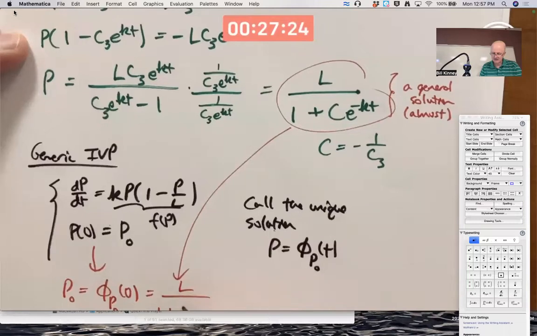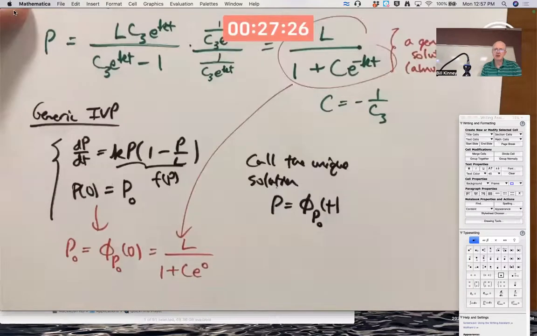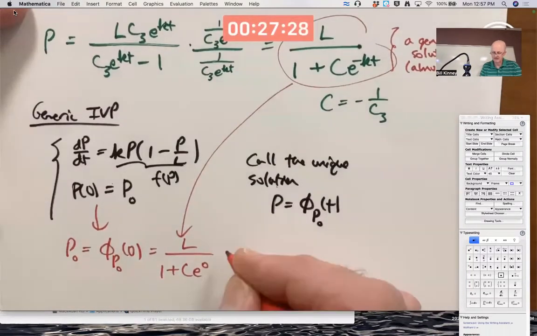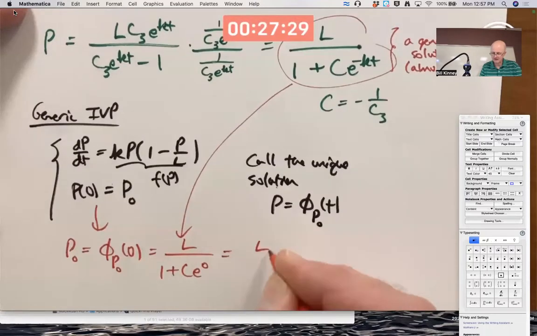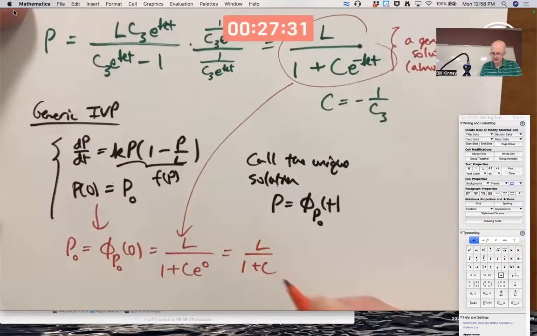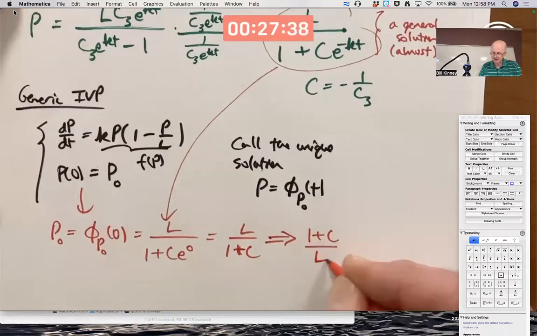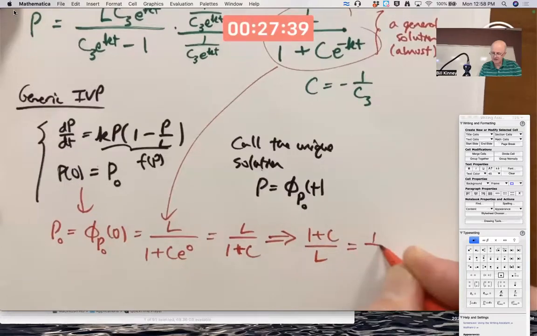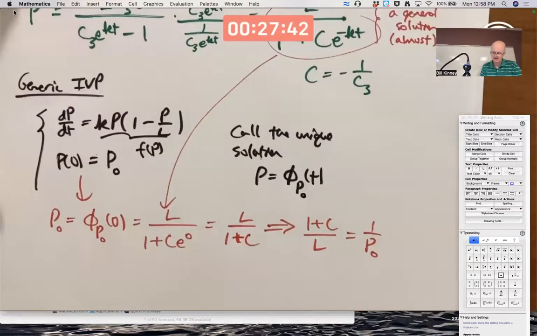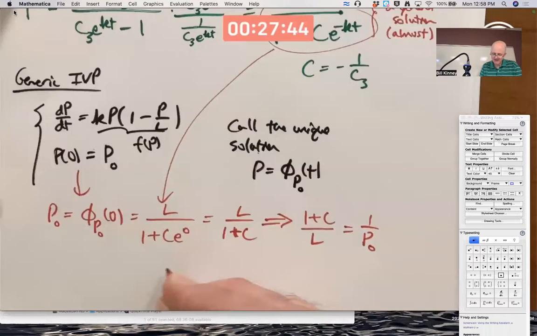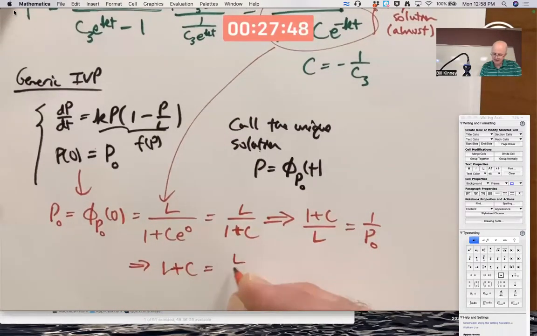And just solve for C. Plug in T equals 0. E to the 0 is 1. I can solve this for C. Take the reciprocal of both sides. This means 1 plus C over L equals 1 over P naught. Multiply both sides by L. This means 1 plus C is L over P naught.